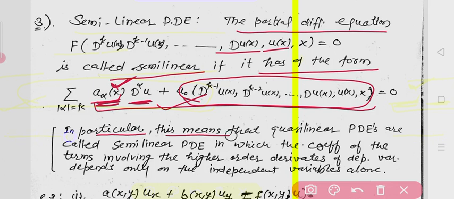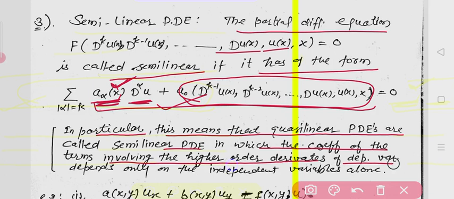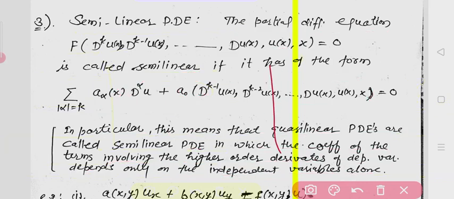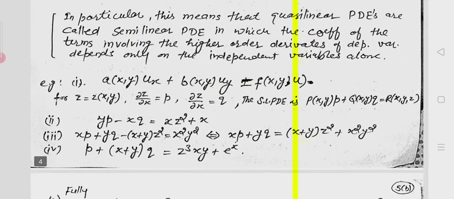So you can read it over here. In particular, this means that the quasi-linear PDE are called the semi-linear PDE in which the coefficient of the term involving the highest order derivative of dependent variable depends only on the independent variable alone. हाईएस्ट ऑर्डर डेरिवेटिव्स के जो भी कोफिशिएंट है वो केवल फंक्शन हो सकते हैं इंडिपेंडेंट वेरिएबल्स के. Okay, then it will be a semi-linear PDE. Now look at the examples for this.